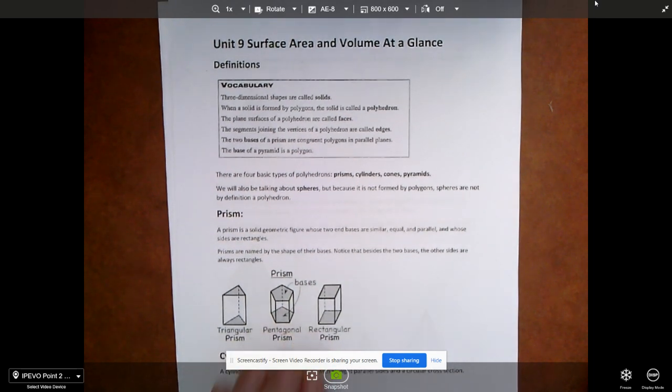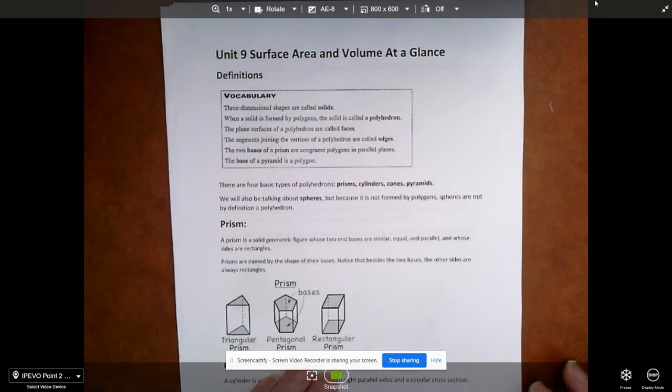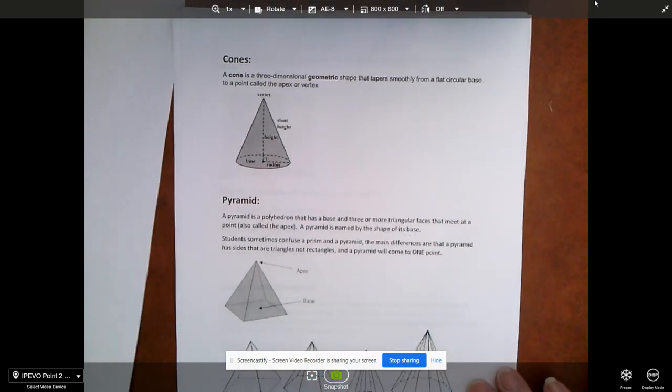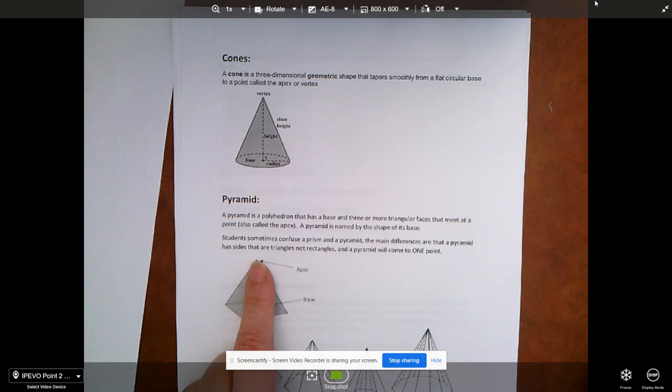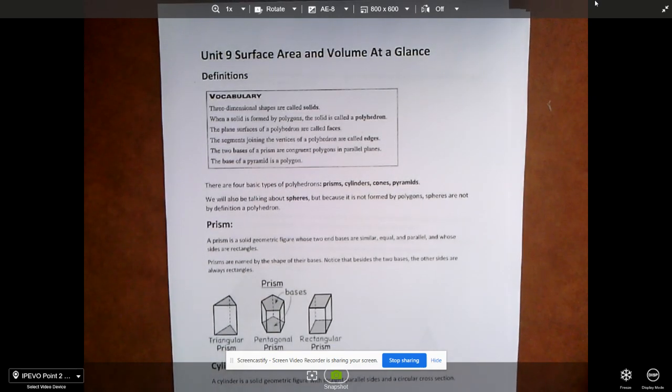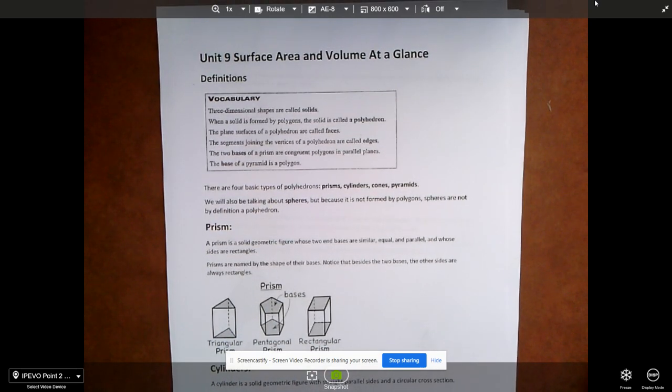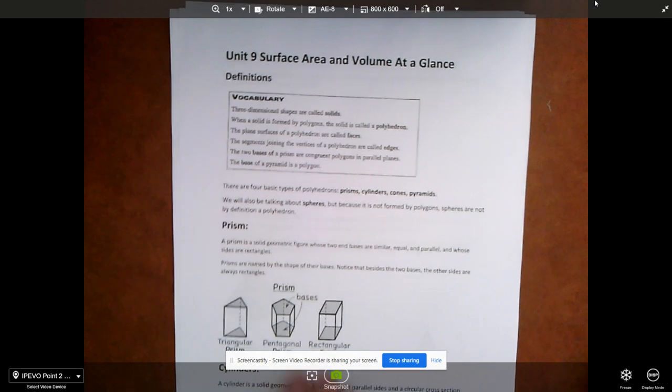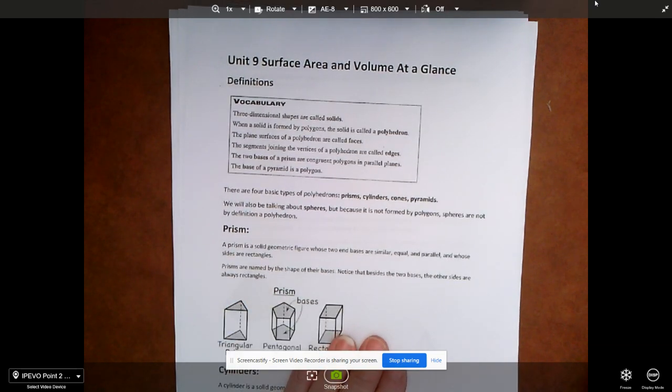It's very important that you can tell the difference between a prism and a pyramid. Here, a pyramid comes to just one single point, which is called an apex. If you take a look here at your prisms, none of them come to just one single point. So that's another way you can tell the difference between a prism and a pyramid.